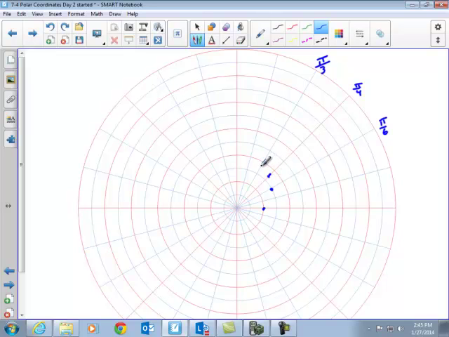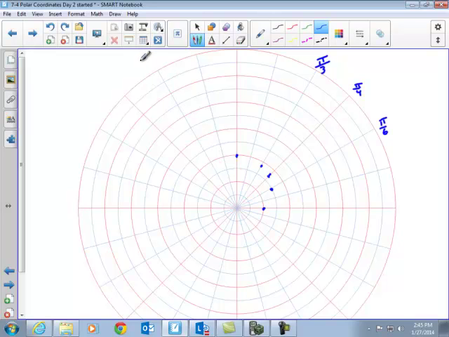At pi over 3, we were at 3.8. And at pi over 2, that would be 4. So I went up 1, 2, 3, 4 units. So far I've got what looks like maybe the beginning of a circle. We'll see if it's actually going to be that circle.